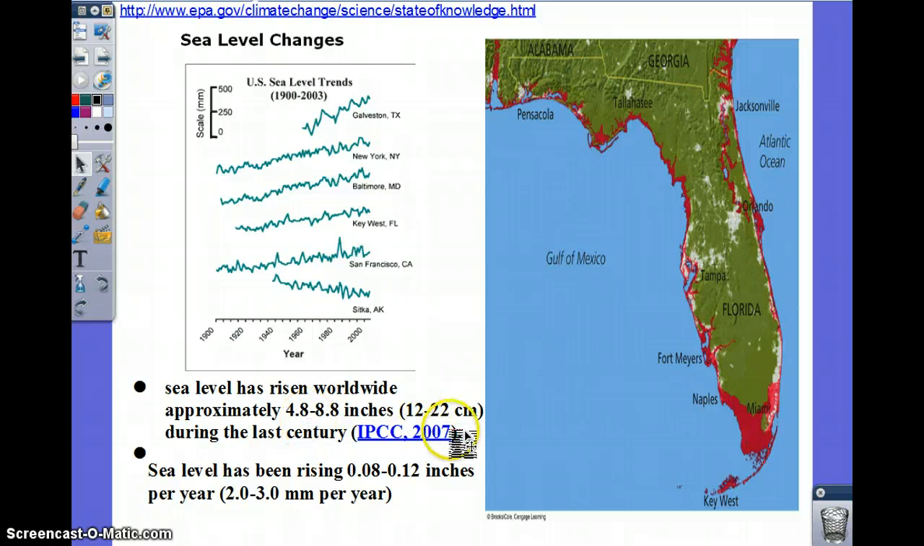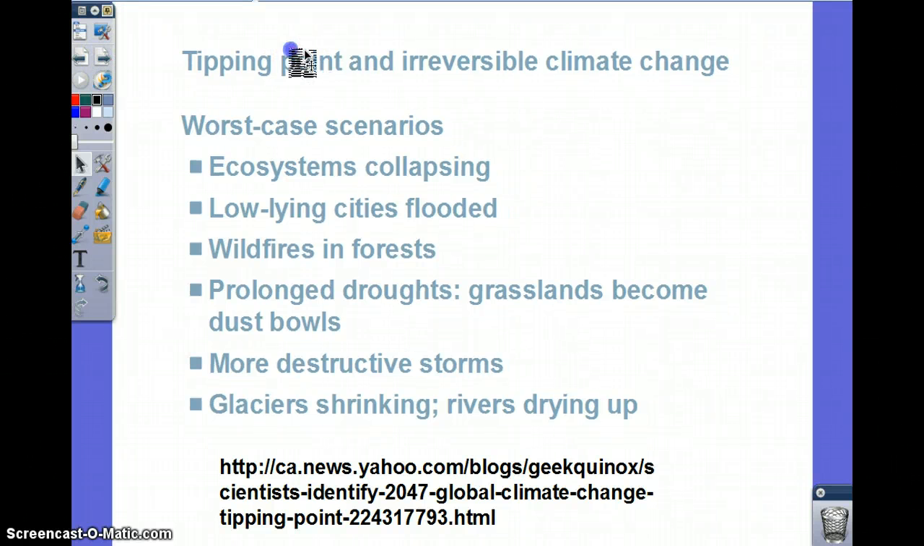But here's a fact that was quoted in 2007. Sea level has risen worldwide approximately 4.8 to 8.8 inches during the last century. And the sea level has been rising about 0.08 to 0.12 inches per year. And obviously, I showed you a picture of Florida because that is definitely something to consider.